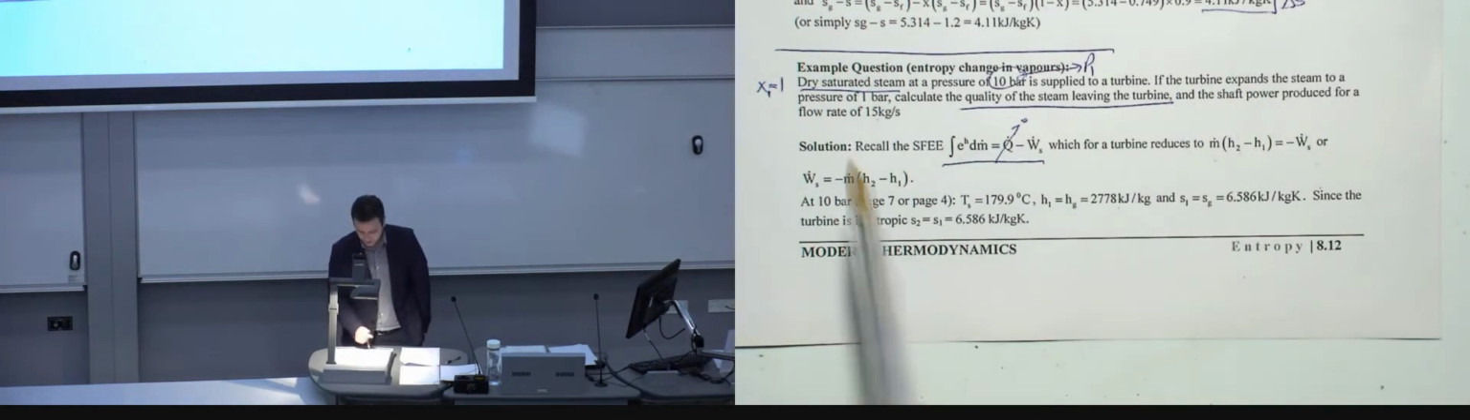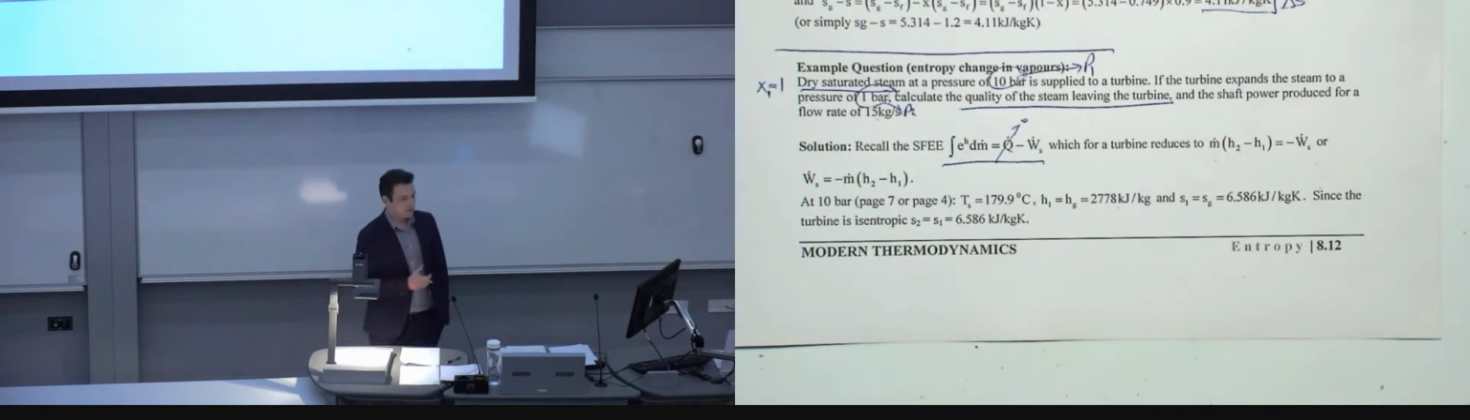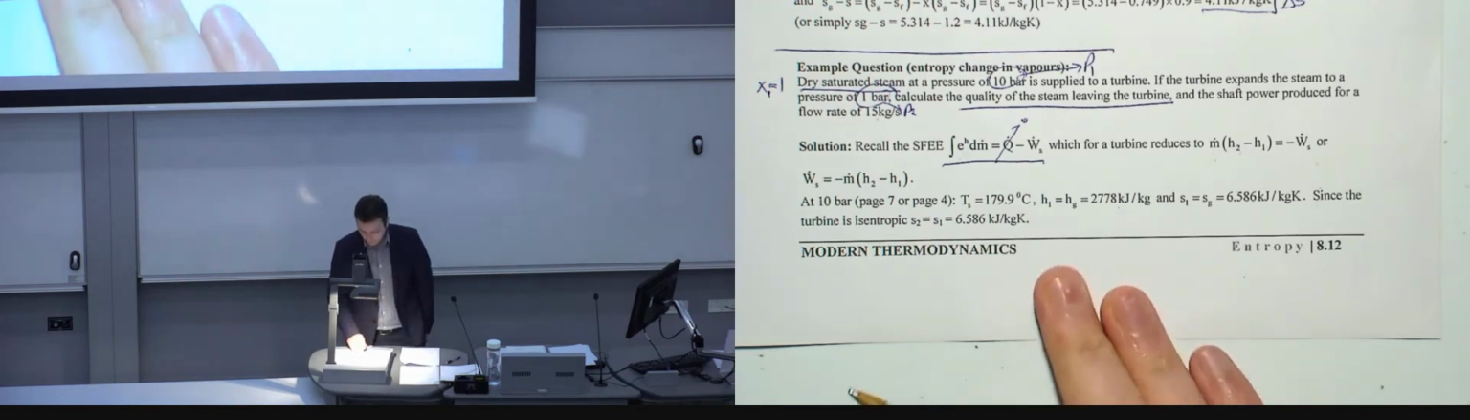Then the turbine expands the steam to a pressure of 1 bar. So P2 is 1 bar. Naturally, P2 is less than P1 because this is what a turbine does. It reduces the pressure. And that's all the information we have for now.